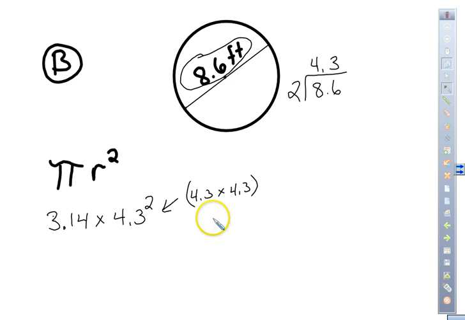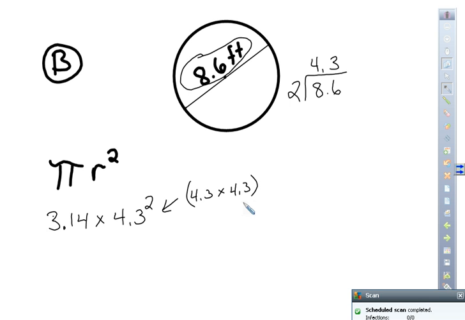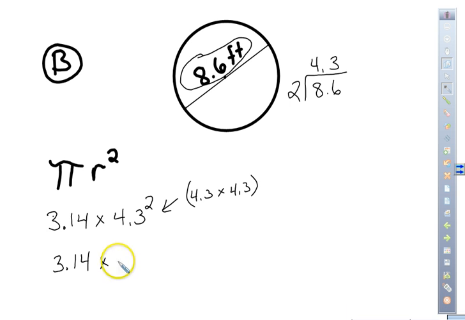And I know a lot of students will look at that and go, well, why am I doing this? Bringing it to a radius when I'm just going to end up getting the diameter again. You're not. It's 4.3 times 4.3, which is certainly not 8.6. So 4.3 times 4.3, that is going to equal 18.49. And remember, you cannot round until your final answer. Do not round that answer of 18.49. Okay, that has to stay the same.